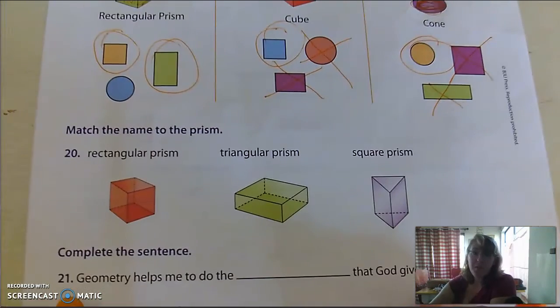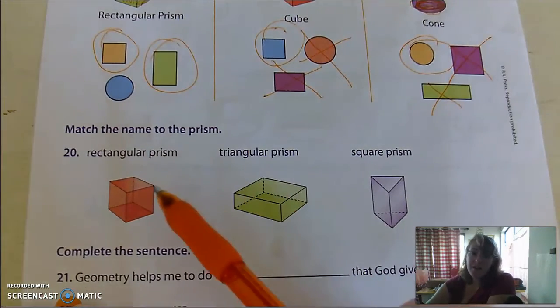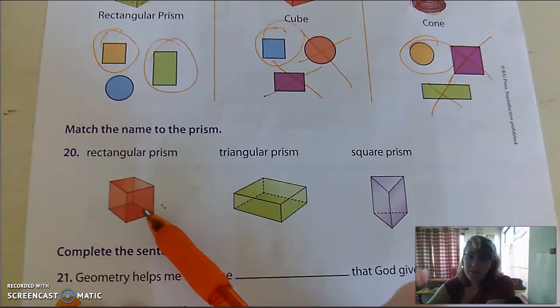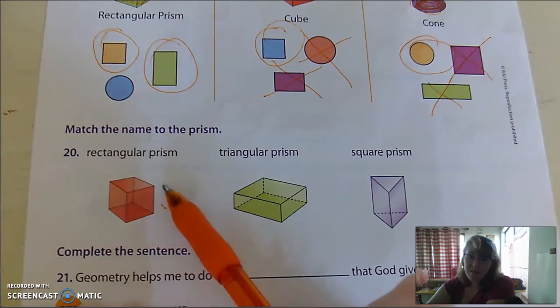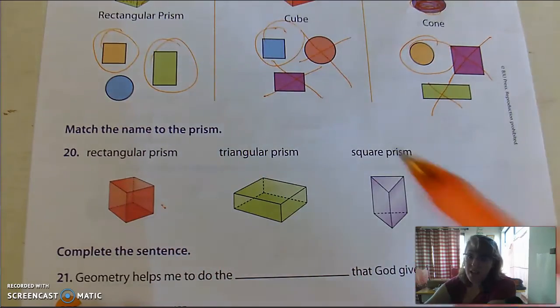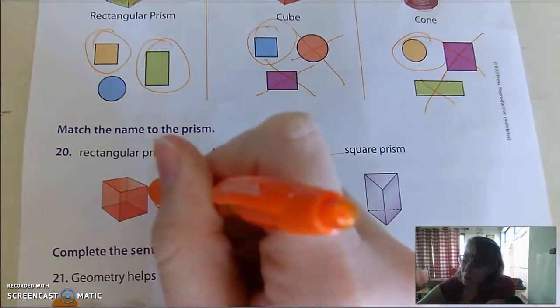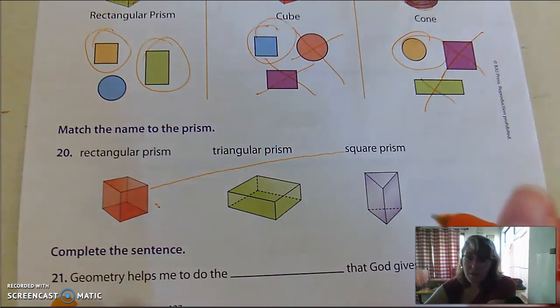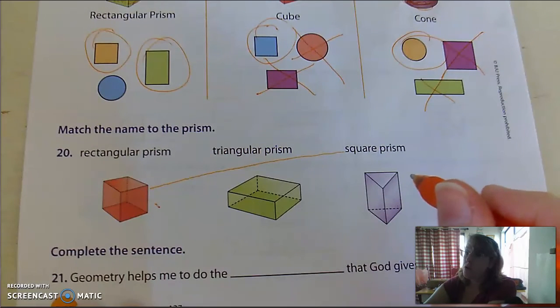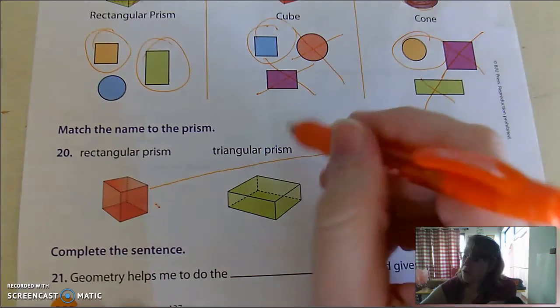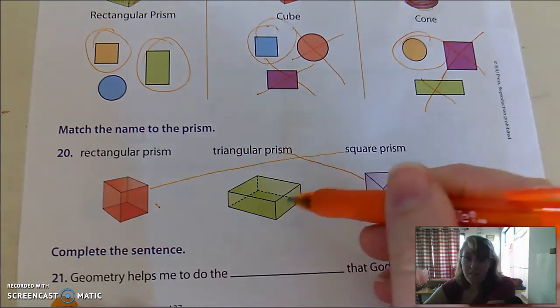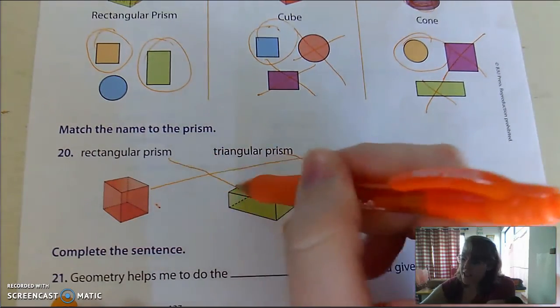Match the name to the prism. This is a what? It's a square. It's a 3D square, so it's a square prism. What about this one? It's a triangular prism. Good. And then this one is a rectangular prism.